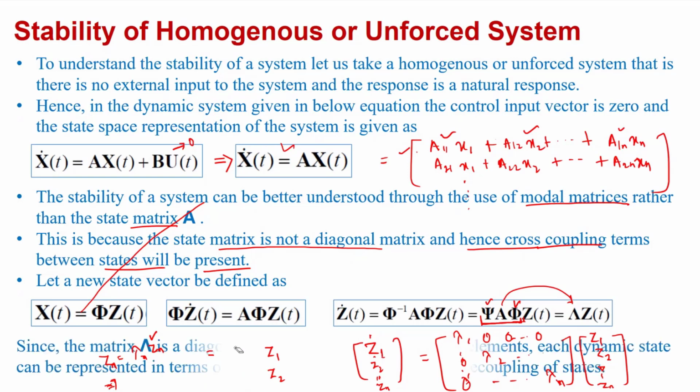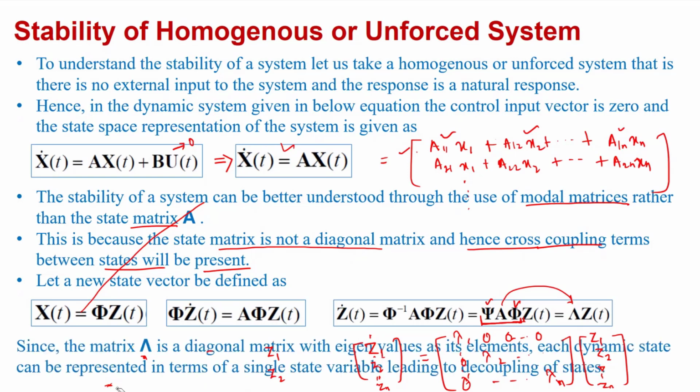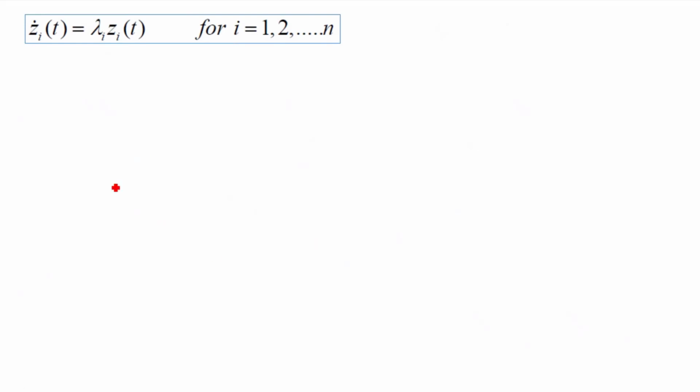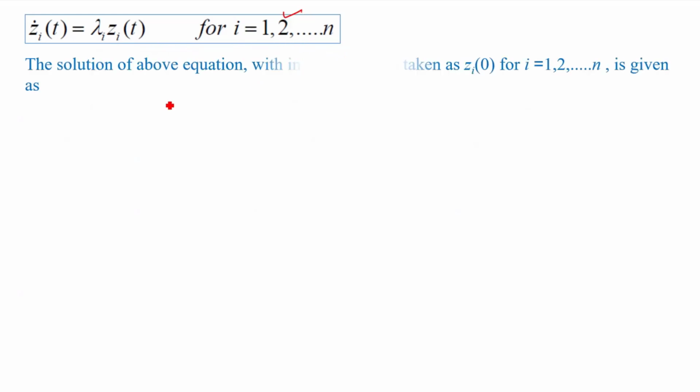Since this is a diagonal matrix with eigenvalues as its elements, each dynamic state can be represented in terms of a single variable, leading to the decoupling of the states. Now your states are decoupled. So I can write z_i dot(t) equal to lambda i z_i(t), valid for all i equal to 1 to n. The solution of the above equation we can find very easily with the initial condition z_i(0).